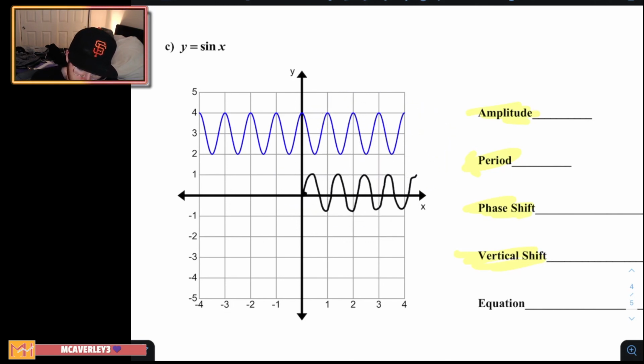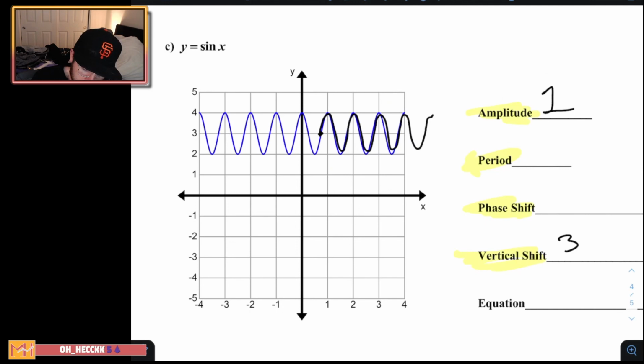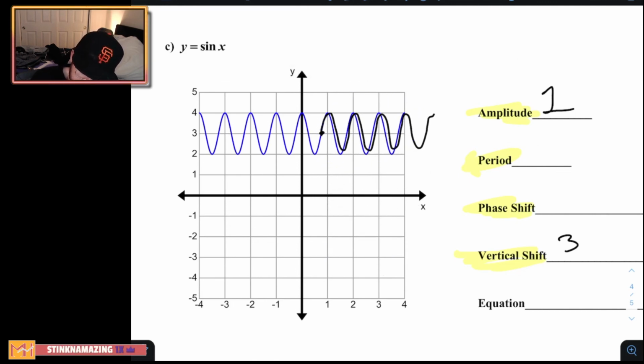There's multiple correct answers, okay? So what have we done here? We moved up 1, 2, 3 is our vertical shift. And our amplitude is obviously 1. Our period, I'll worry about in a second. We moved to the right. I'm going to call that, I don't know, what do you call that? 2/3 maybe? It moved to the right 2/3.